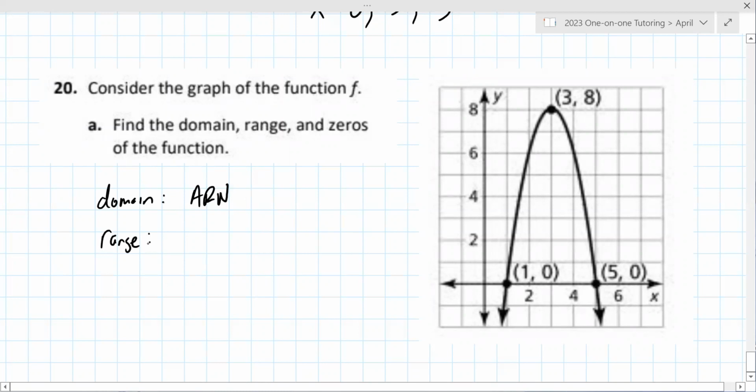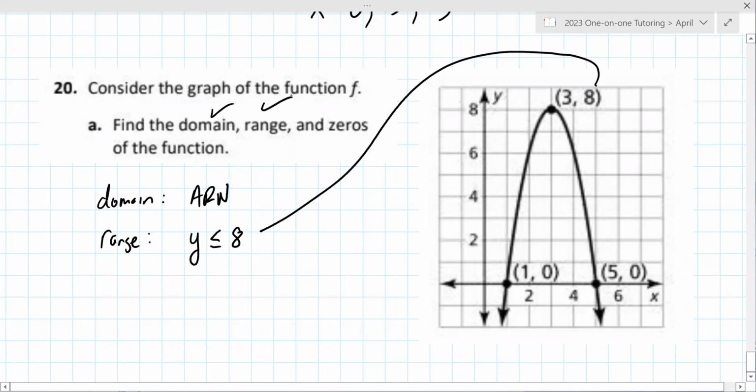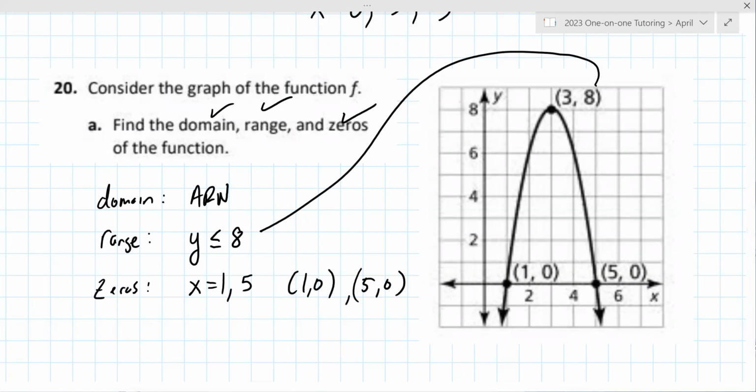Range: y is less than or equal to 8. Yes, it's the y value of the vertex. So we got that. Zeros. What are the zeros here? 1 and 5. Are you supposed to say x equals 1, x equals 5, or write them as ordered pairs, (1, 0)? Probably ordered pairs. It's very unclear from the way this is written. All right, well, you got them all.